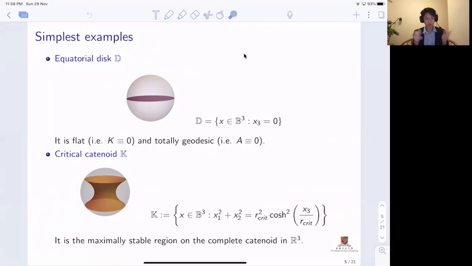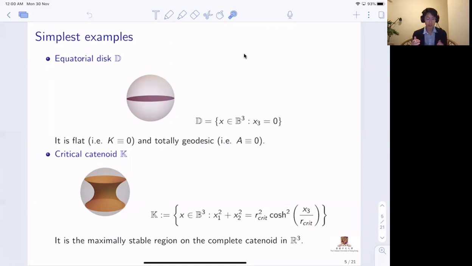The next one, which is very interesting, is given by a rotationally symmetric example called a critical catenoid. We know that rotationally symmetric minimal surfaces in R3 are given by complete catenoids up to a scale and a translation. So once we translate it such that the center passes through the origin, there's a unique scale given by this R critical, which fits the catenoid into the ball in a way that it hits the boundary sphere orthogonally. So this is called a critical catenoid. There's a unique scale which does that.